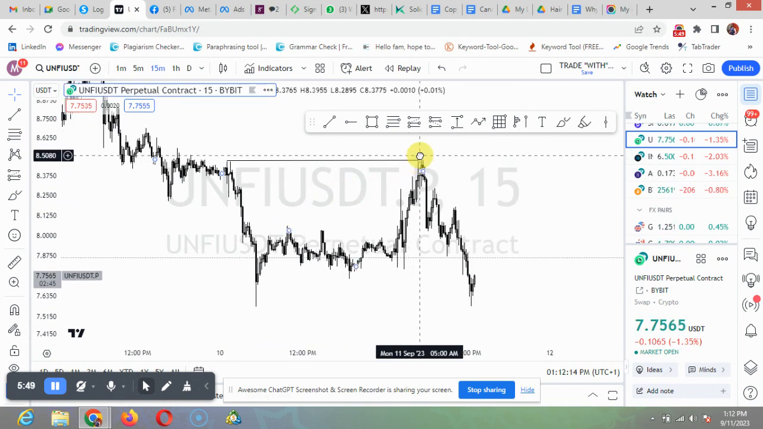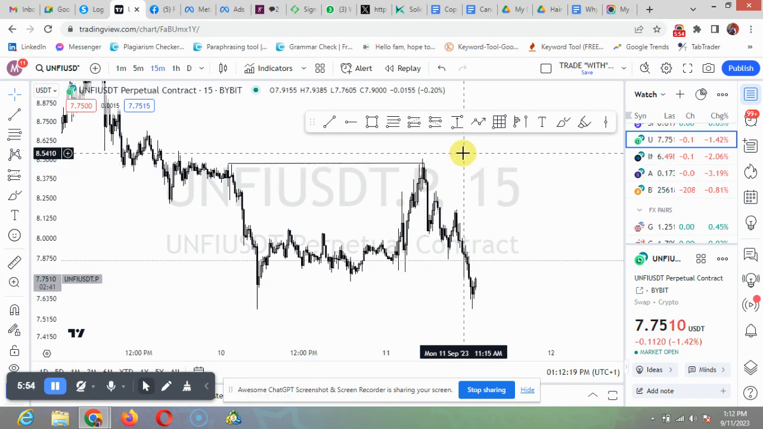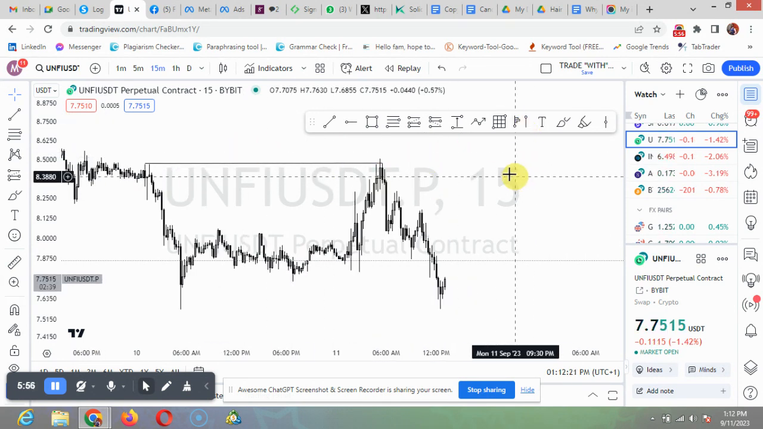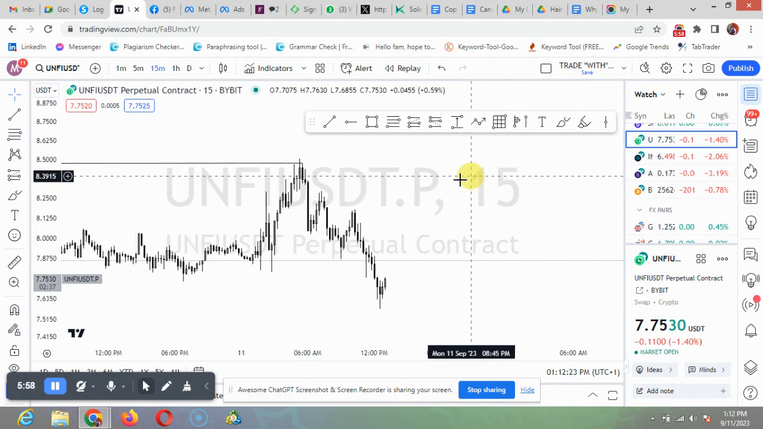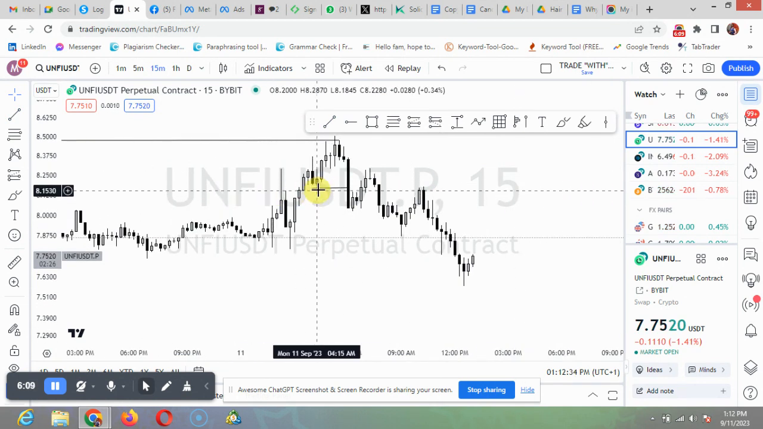as soon as I saw this liquidity taking, all I had to do was wait for my confirmation model, which I will explain to you guys in subsequent videos. I marked it out, and then I knew that I marked it out.